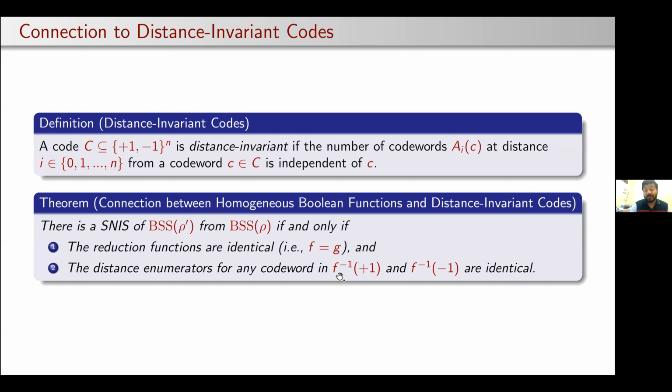Given a reduction function, we can consider a code that is the pre-image of +1 and the pre-image of -1, and we can prove that these codes actually yield distance invariant codes. So we have actually established a connection between secure non-interactive simulation, homogeneous Boolean functions, and distance invariant codes.